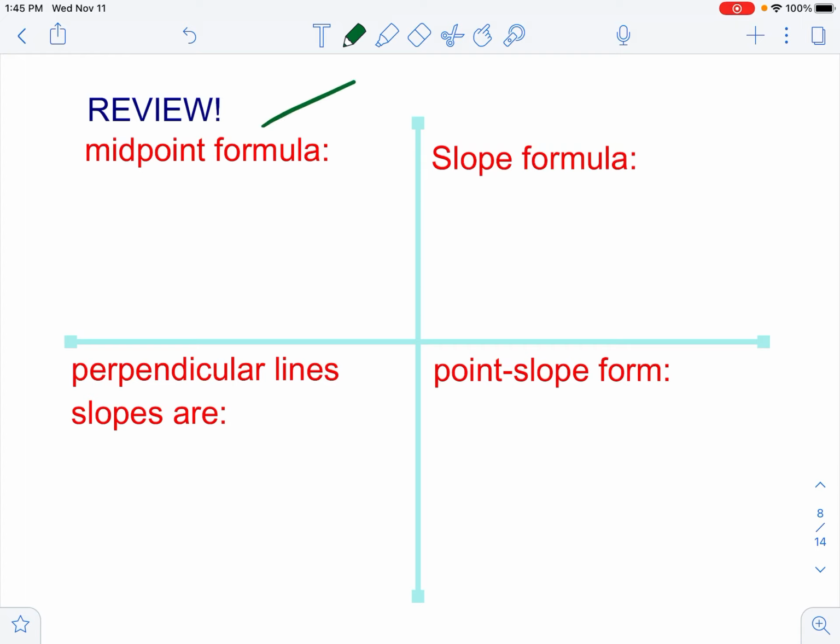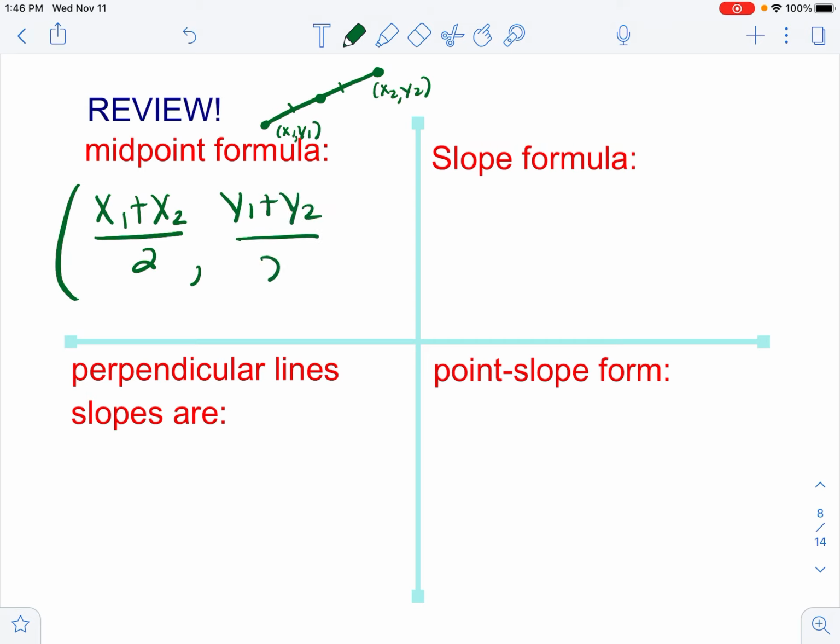So if you have 2 endpoints, this is x1, y1, and this is x2, y2. The midpoint is the point right in the middle, and how I get that is I take an average of my x's and an average of my y's. So what I'm going to do is add the x's and divide it by 2, and then I'll add the y's and divide it by 2, and that's how I find a midpoint.